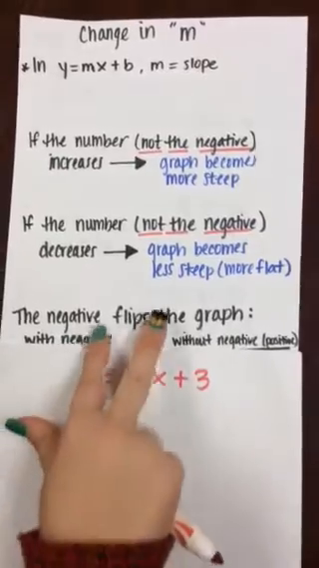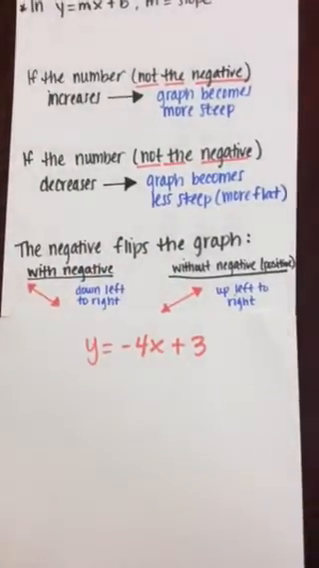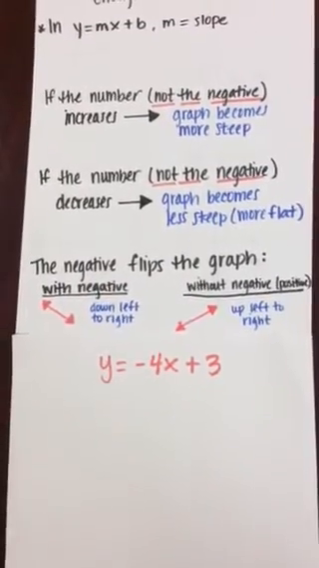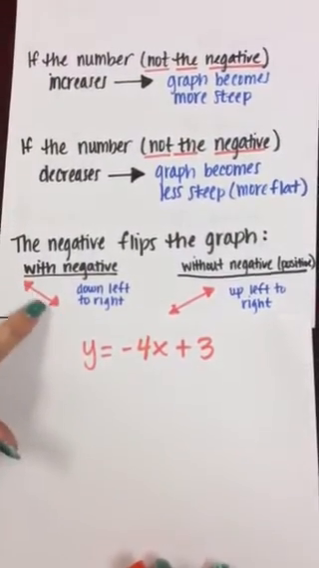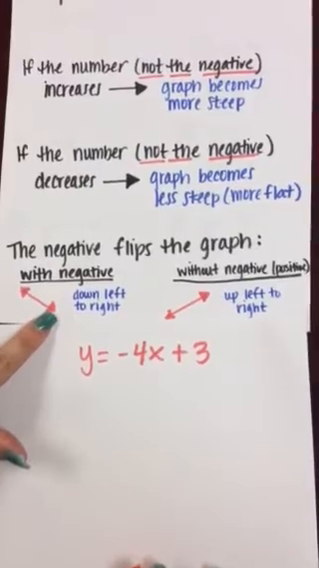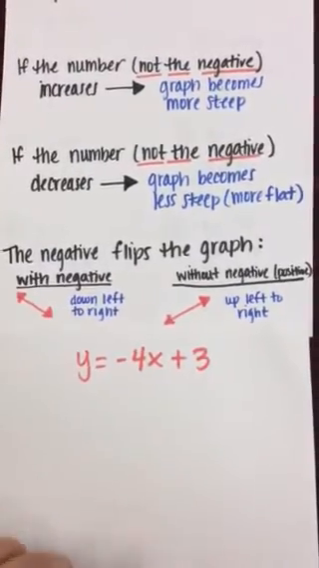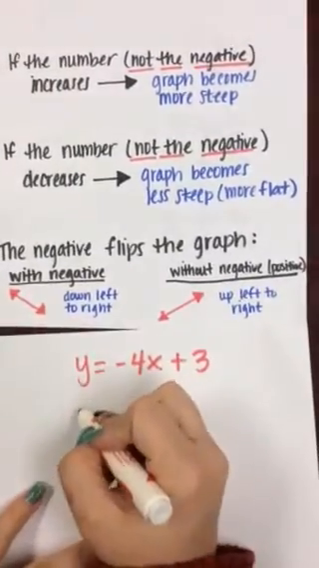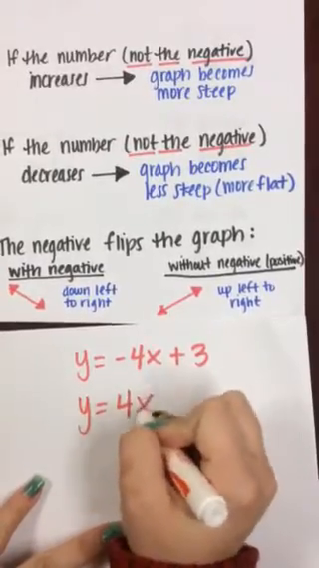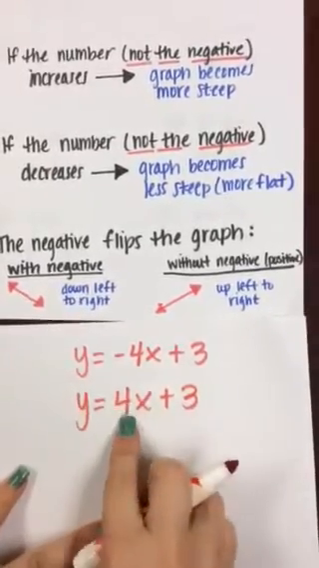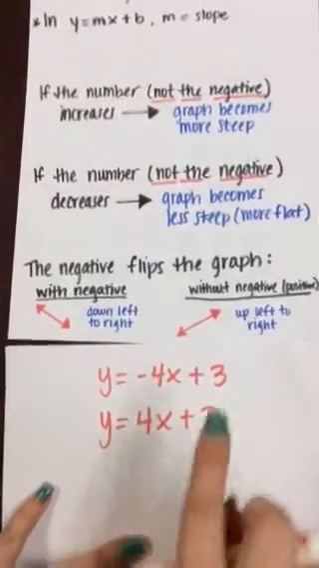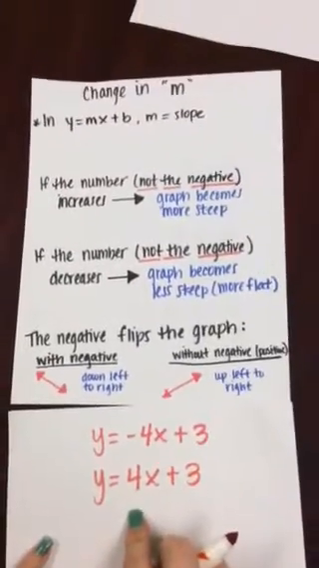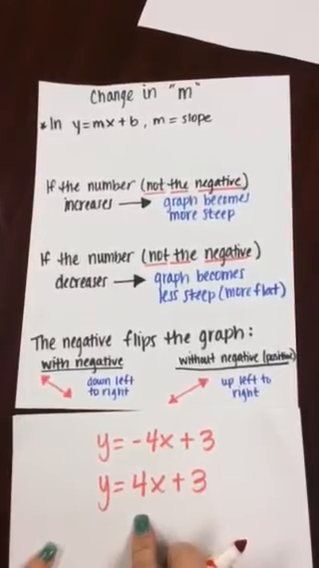Now, the negative is important. The negative has to do with flipping the graph. So if you have a negative, then the line will go down from left to right. If you do not have a negative, which means your slope is positive, notice here, it is a positive 4, then your graph would go upwards from left to right.